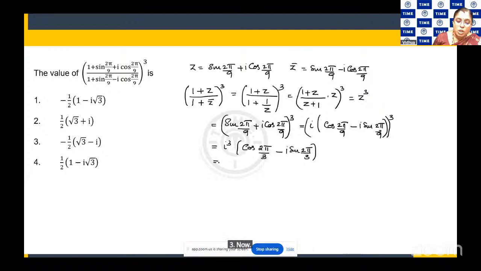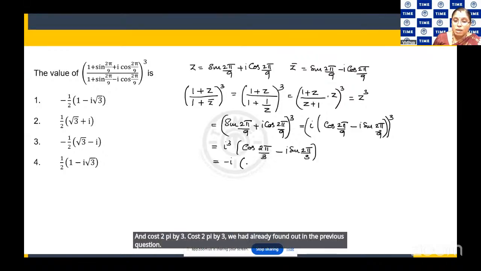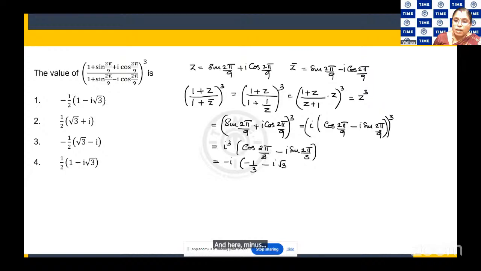Now, what is i cube? i cube is minus i, and cos 2 pi by 3 we had already found out in the previous question. It's minus cos pi by 3. So, minus 1 by 2, and here minus i root 3 by 2.